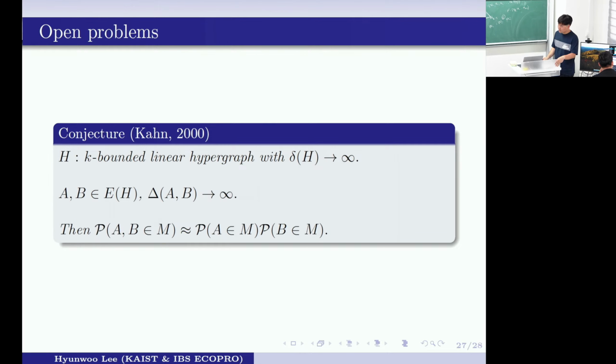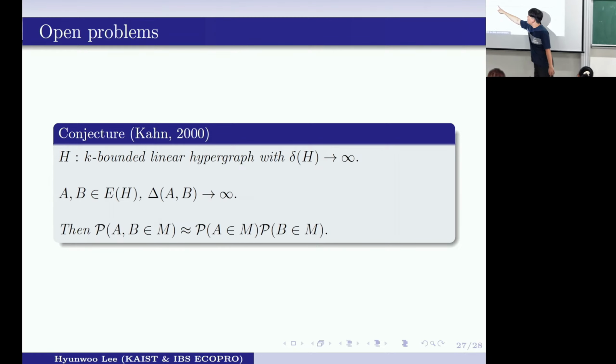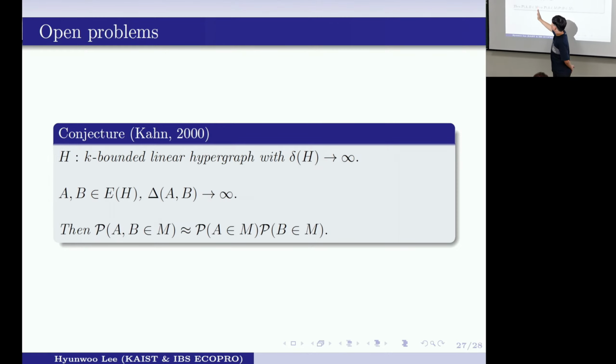The probability that a random matching contains both A and B is asymptotically the same as the probability that A is contained times the probability that B is contained in the random matching. So it means that the events of edge containment in the random matching are in some sense almost independent, or not. If we divide this by P(A in M), then we can turn it into the conditional probability, and just P(B in M).